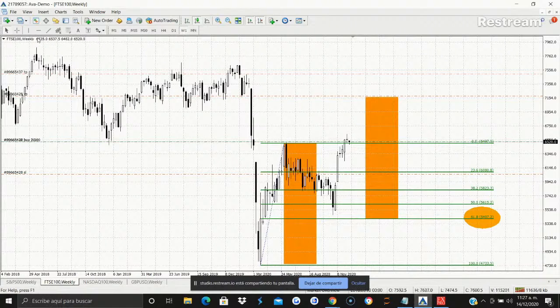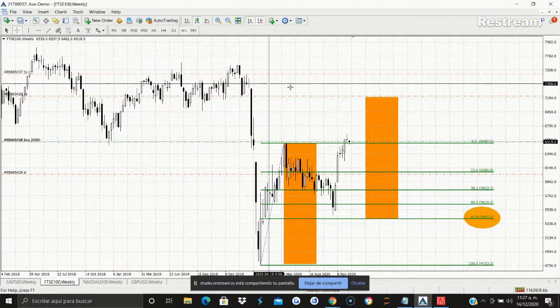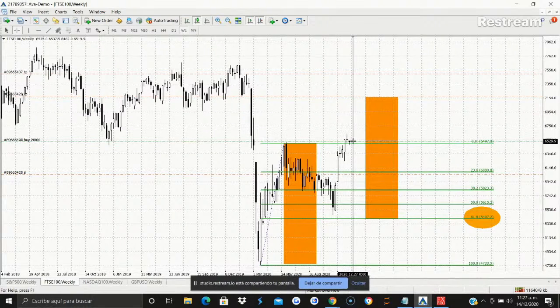So this is the projection. We're looking at the FTSE. You can trade the FTSE comfortably. Look for FX brokers, AvaTrade, FX Pro. They all have that information, and they have that opportunity for you to trade. There's a very nice upside available.